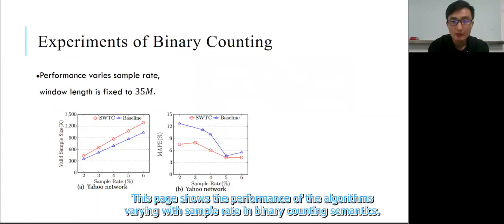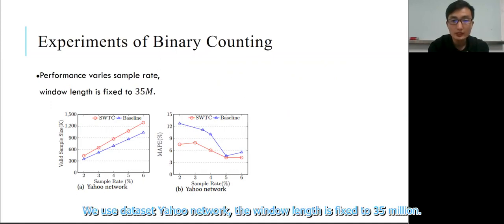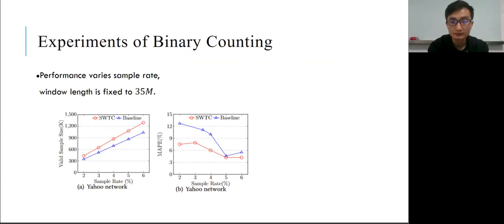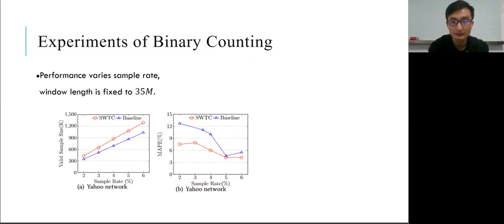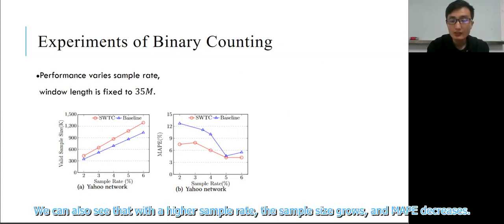This page shows the performance of the algorithms varying with sample rates in binary counting semantics. We use dataset Yahoo network. The window length is fixed to 35 million. From the figures, we can see that SWTC always has a larger sample size and lower MAPE. We can also see that with a higher sample rate, the sample size grows and MAPE decreases.